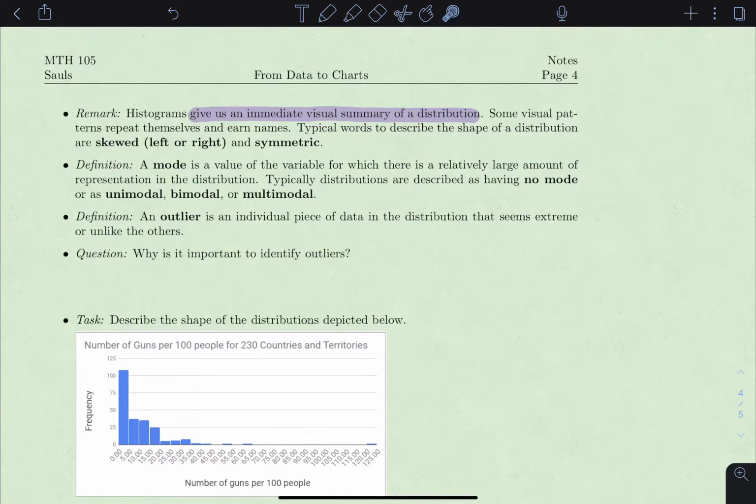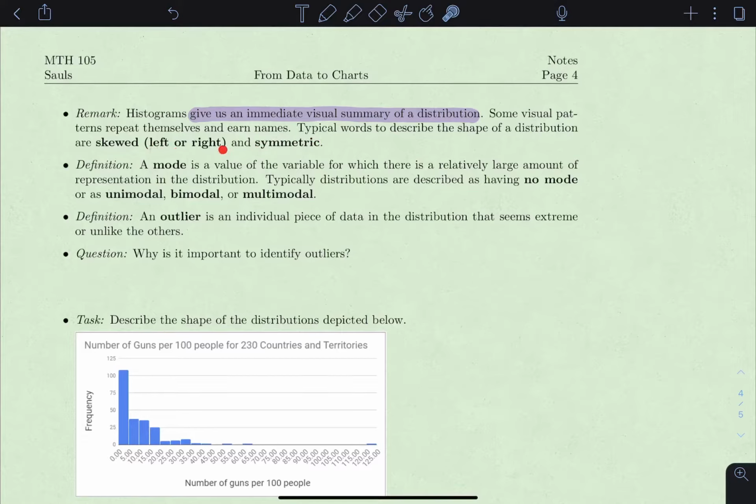So some common shapes deserve common naming schemes. Symmetric just means there's a clear middle, and then there's equal amounts to the left and right. If you view the histogram as a cityscape, where the bars represent buildings, then there's a clear middle of the city, and to the left and the right of that city center you still have tall buildings, but they get smaller, and they go out equally on both sides.